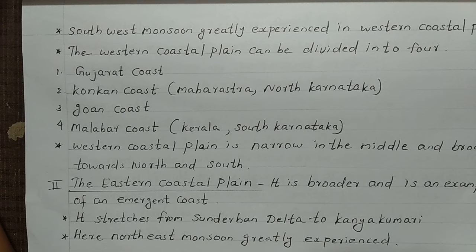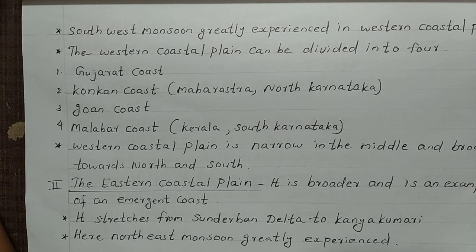Konkan Coast includes Maharashtra and North Karnataka. Then Malabar Coast includes Kerala and South Karnataka. Western Coastal Plain is narrow in the middle part and broader towards north and south.